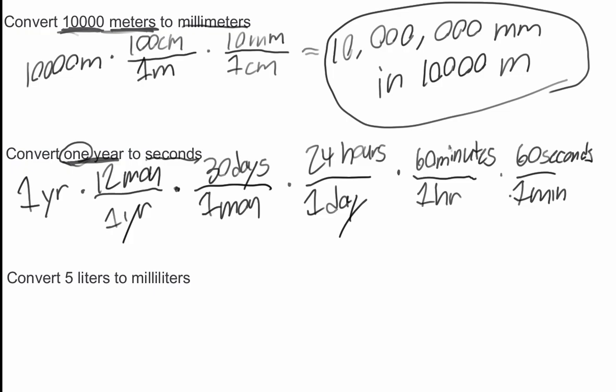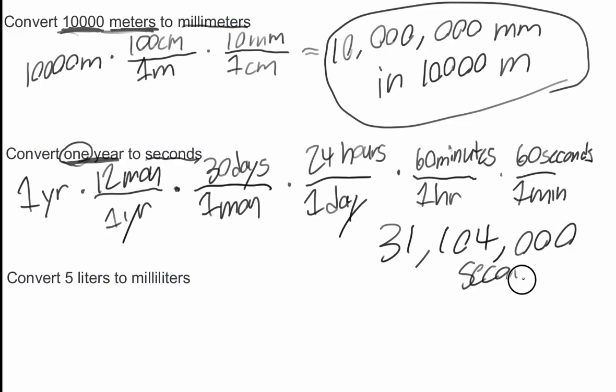Now we want to multiply all these numbers together. So you would have 1 year times 12 months times 30 days times 24 hours times 60 minutes times 60 seconds. That will get you 31,104,000 seconds in 1 year. That'll be your final answer for question number 2.